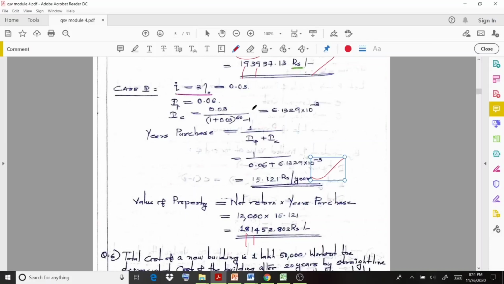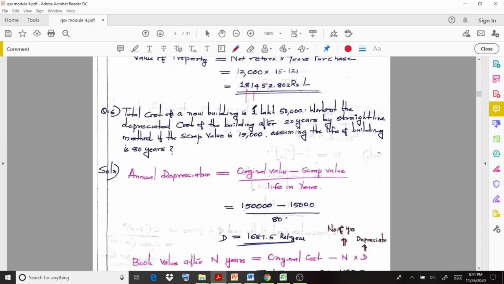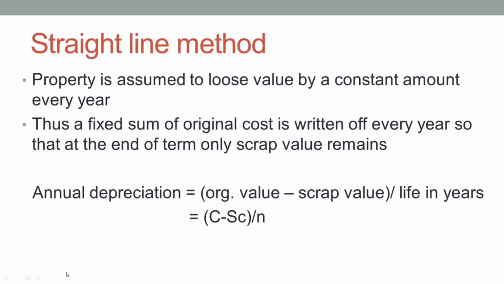Then we move on to the next section. Already we discussed in the class that there are certain methods. In the last class, we discussed certain methods to calculate depreciation values. One of the methods is the straight line method. For calculating the straight line method, there is an equation, and using that equation, you can clearly calculate the depreciation value.